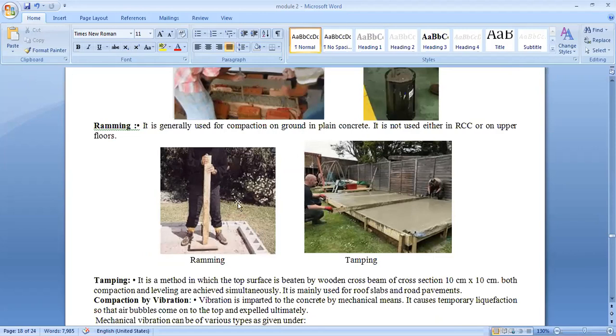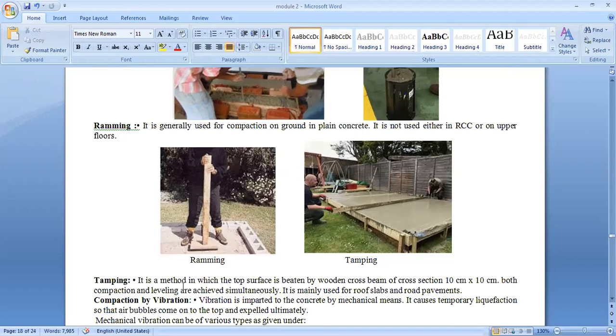So this method is used for only ground floor, not for an upper floor, and also not for RCC. Where the reinforcement is higher, where the reinforcement is there, we are not going to adopt this ramming method. And last it will be the tamping.